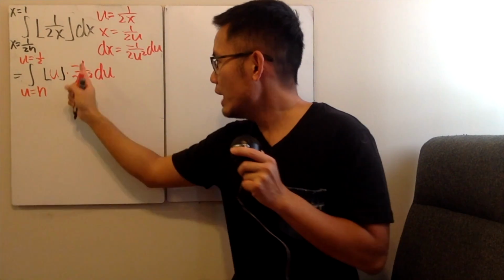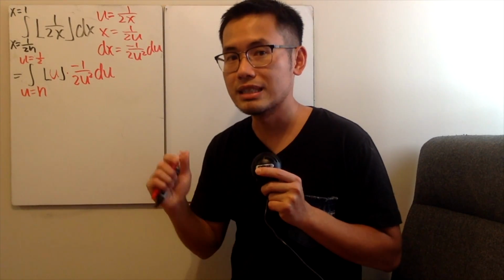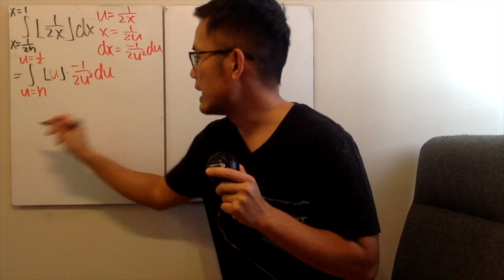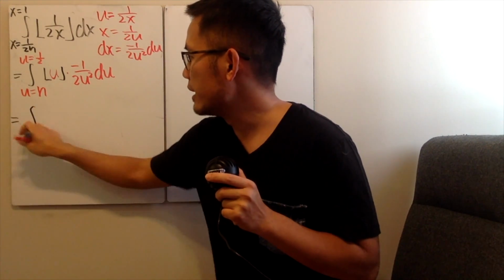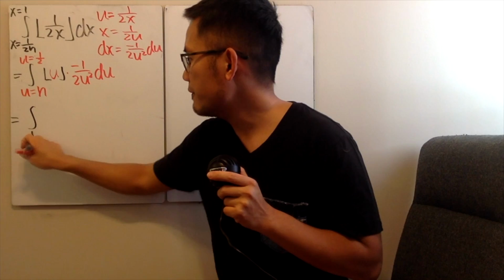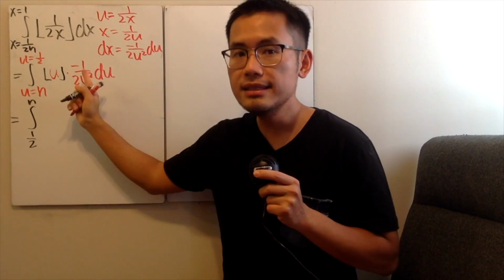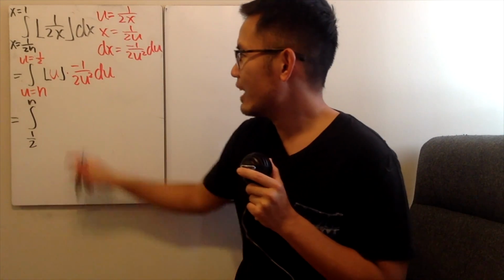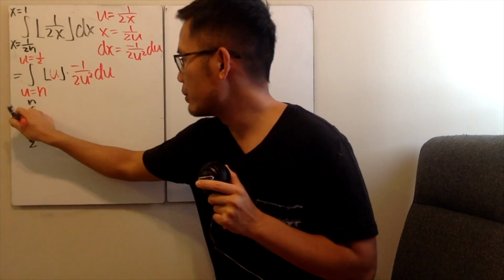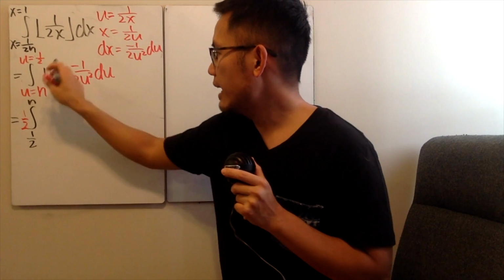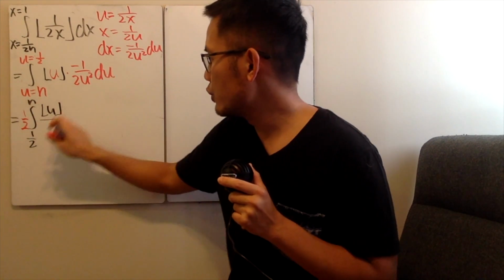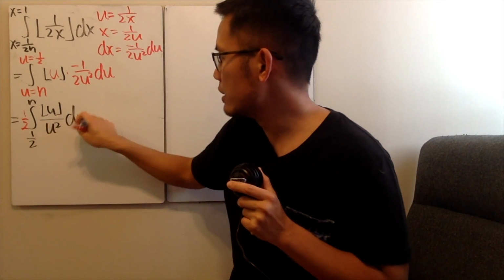Now, we have this negative, which is actually pretty good because that will help us to switch the order of integration, and we will see that this right here becomes the integral going from 1/2 to n. And this negative right here is no more because we used it already. Alright, we do have the 1/2, let me just put that all the way in the front. And then we have the floor of u over u squared, like so, in the u world.